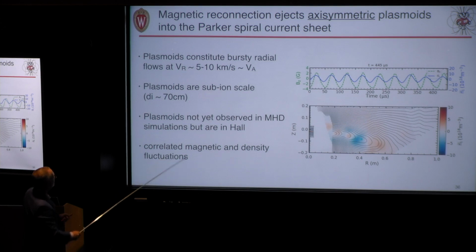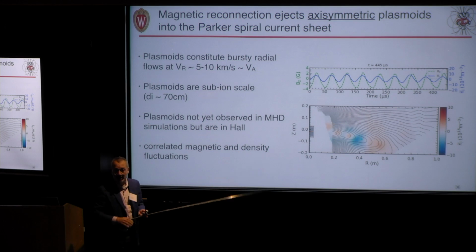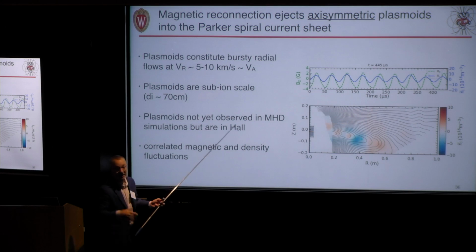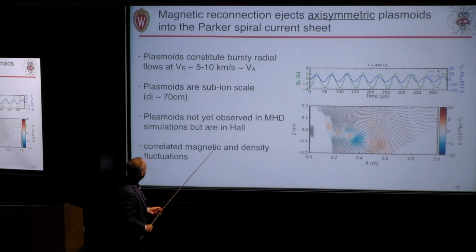Okay, so a few key points here. These represent a bursty radial flow of plasma at about the Alfvén speed. The plasmoids are sub-ion scale. Because the density in our experiment is relatively low, the ion skin depth is big. That's sort of one of the problems with laboratory experiments. And so these are things happening at the electron scale. Now I'll get into simulations and so forth.